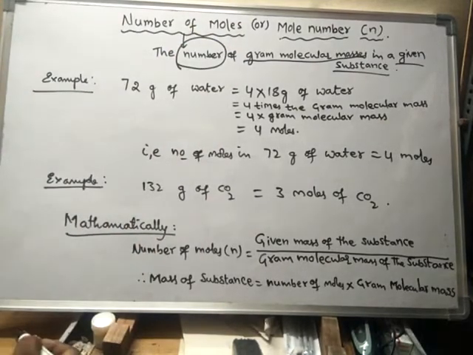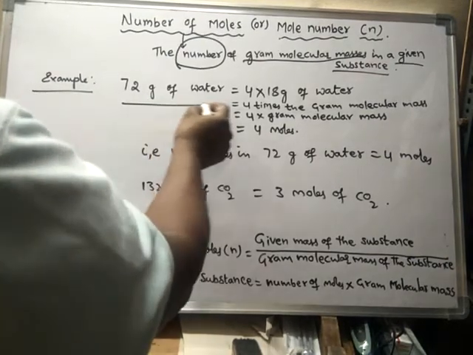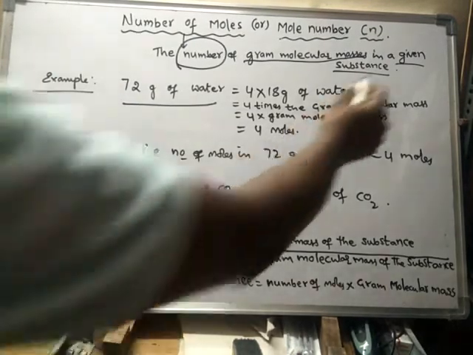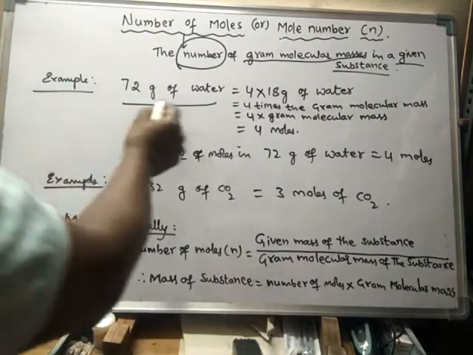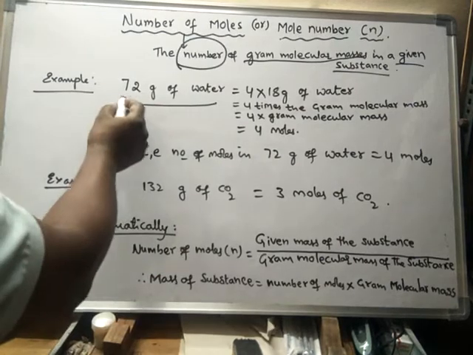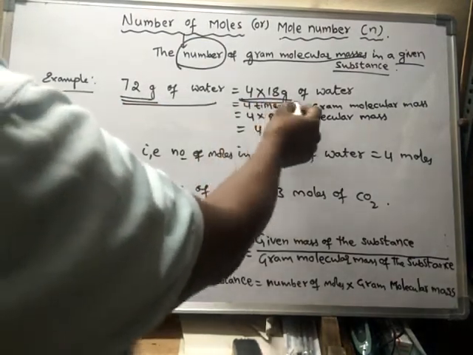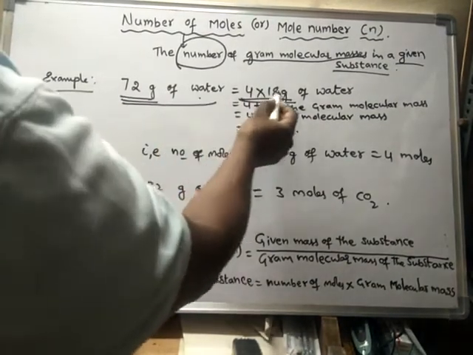For example, I have taken 72 grams of water. So what is the given amount of water? 72 grams of water. So 72 grams I can write like this, 4 into 18 grams. So 72 grams of water means 4 into 18 grams of water.